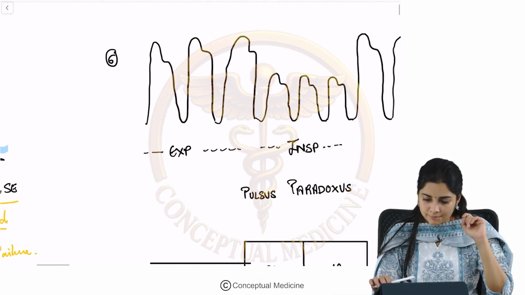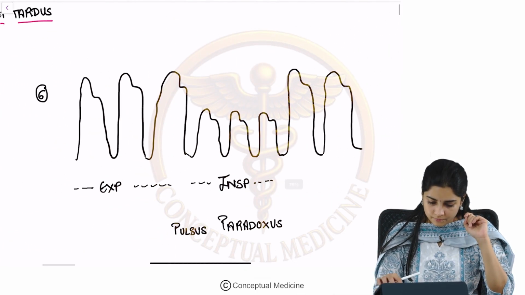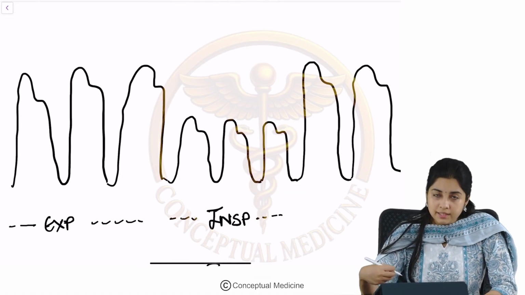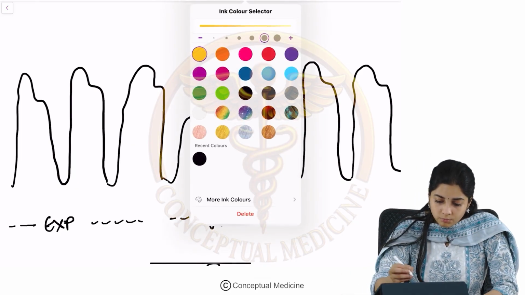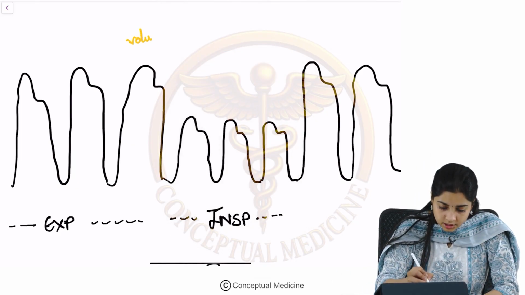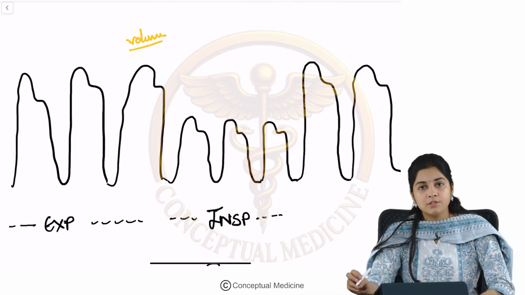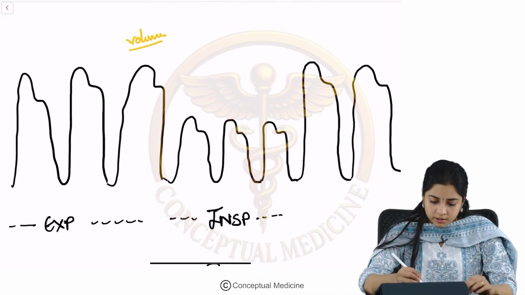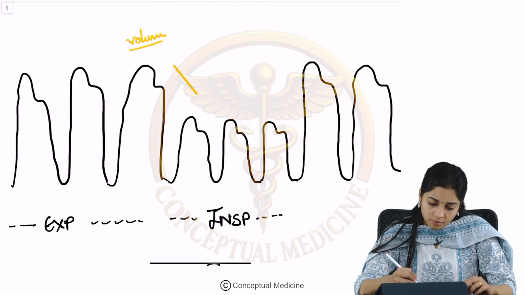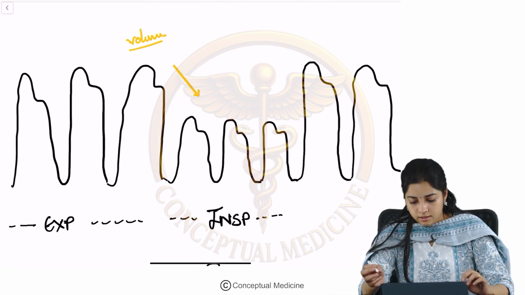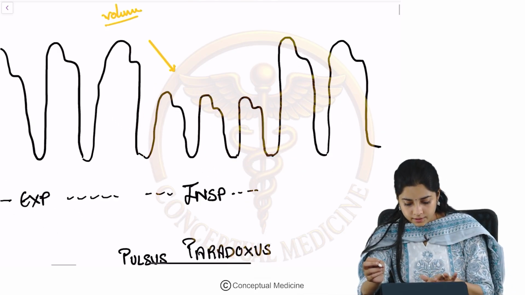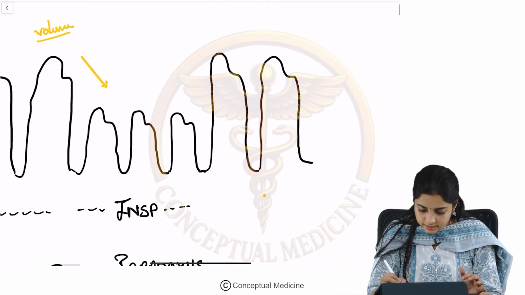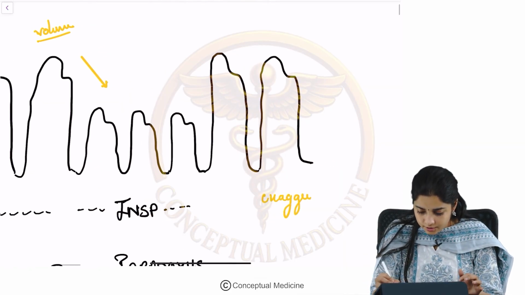Okay. Now let us look at this pulse waveform. Can you see here that the pulse is varying during inspiration and expiration? There is a change in the volume of the pulse, right? So there is a change in the volume of the pulse during expiration and inspiration. What are you seeing? That there is a drop in this pulse variation during inspiration and expiration. Or in other words, you can also say that there is an exaggerated fall in the blood pressure.